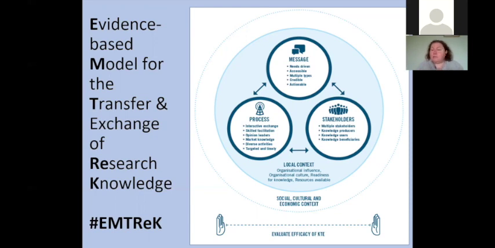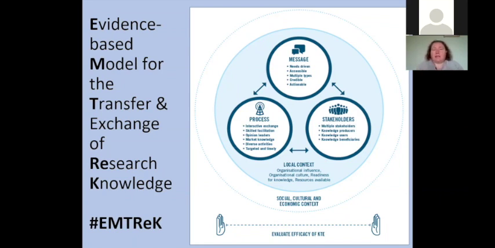At one point, it looked like it might be some version of T-Rex or EMTReK, which was very exciting for the dinosaur visuals. But we ultimately came up with EMTReK, our evidence-based model for the transfer and exchange of research knowledge. So this is EMTReK.